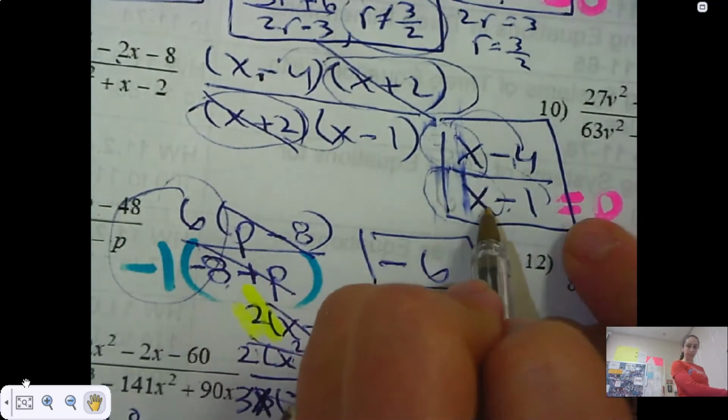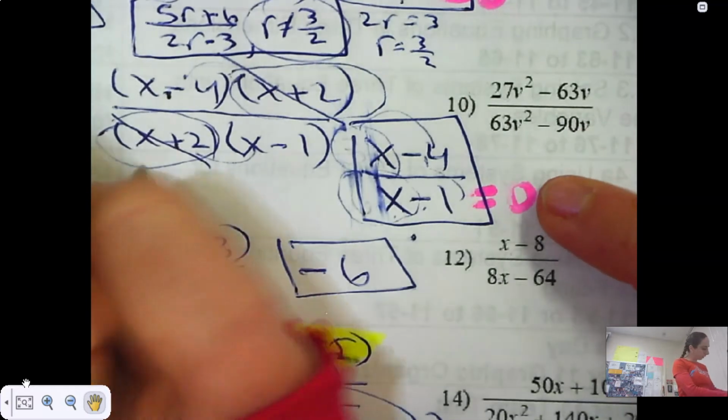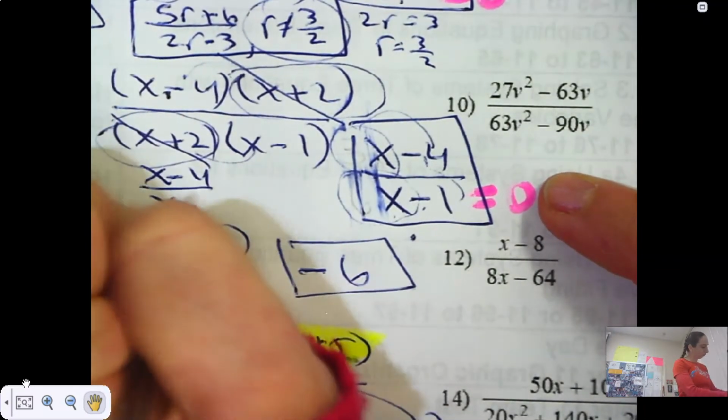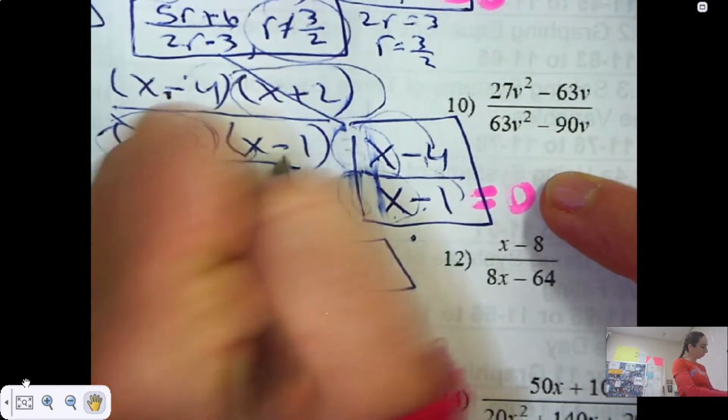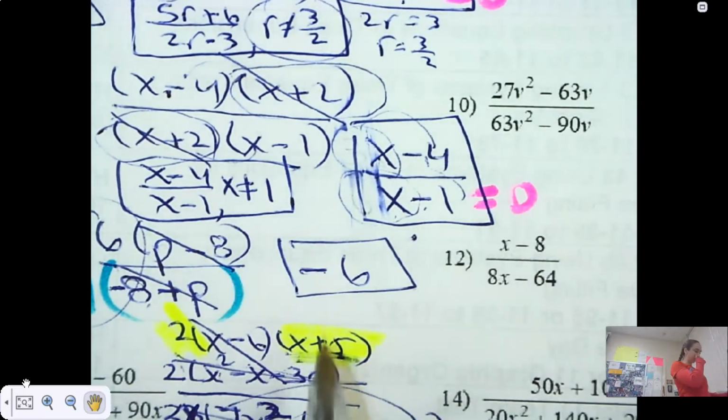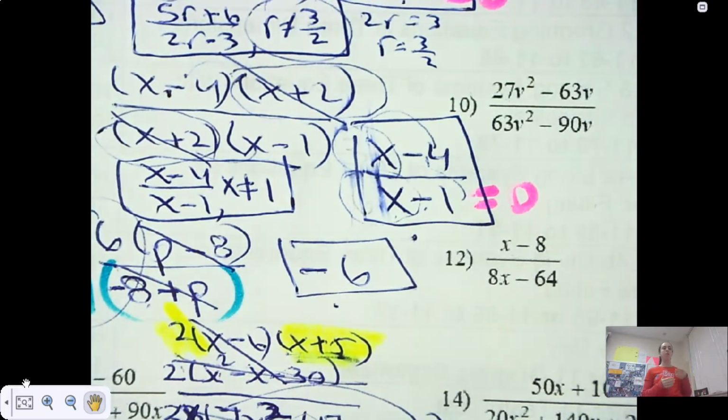Let's try the next one. If I set that equal to 0, I get 1. So my final answer is x minus 4 over x minus 1, but x cannot equal 1. Now this one, there is no denominator, so there are no restrictions, okay?